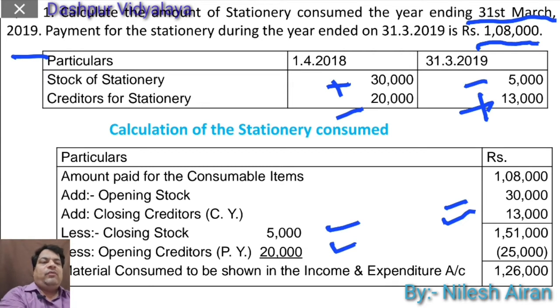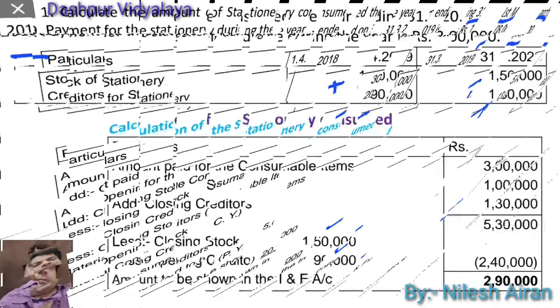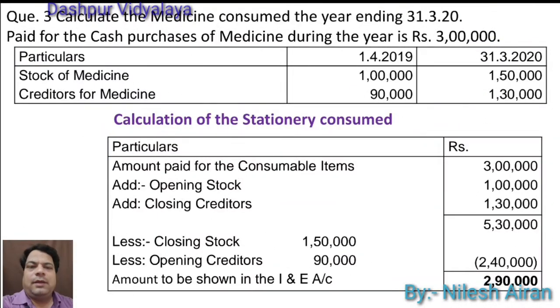So this is the way how we will calculate the amount of consumable items for the current accounting year. It will be shown in the expenditure side of income and expenditure account. Let's see the next question.